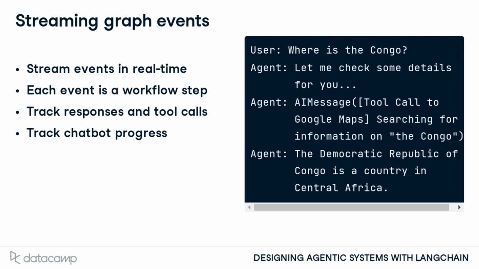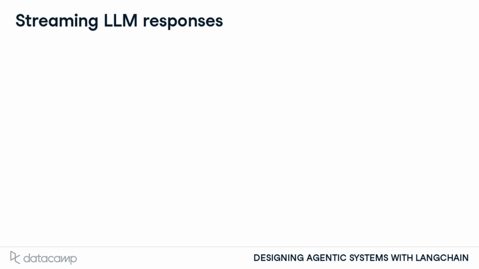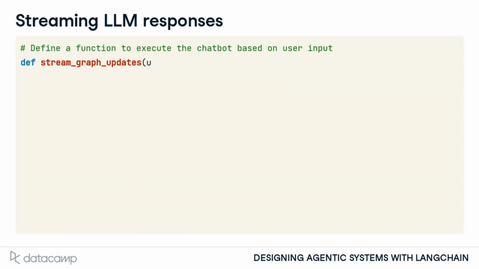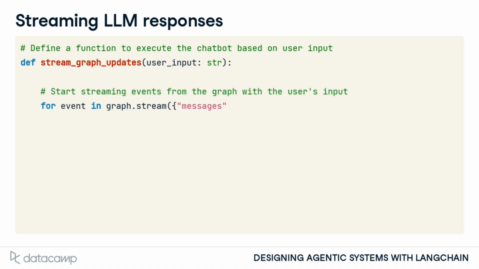Let's first test the chatbot with just the LLM. We'll start by defining a function called stream_graph_updates to run the chatbot based on queries supplied as a string called user_input. Inside the function, we'll apply the stream method to the graph, passing in the user input labeled user to a dictionary key called messages. This lets the graph start processing the user's question.